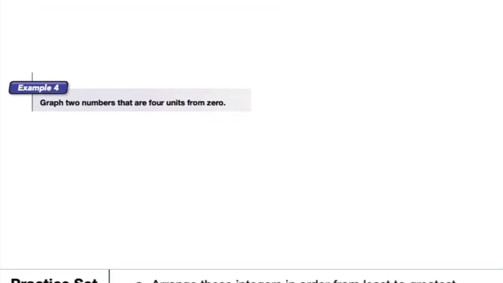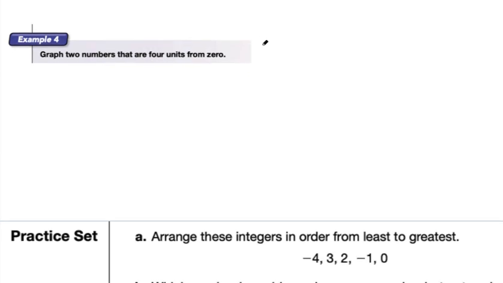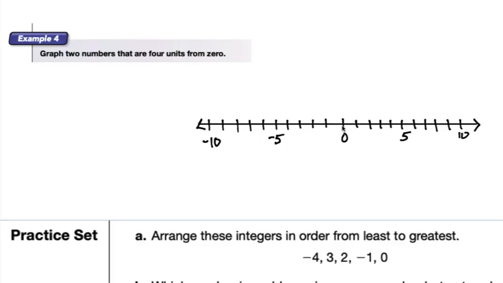Let's look at example 4. It says graph 2 numbers that are 4 units from 0. If we're going to graph it, we're going to need our number line. Okay, so we have our number line and we notice that we're going all the way up to positive 10, back to negative 10. We're supposed to graph 2 numbers that are 4 units from 0. So we're going to go 1, 2, 3, 4. And that would be positive 4.